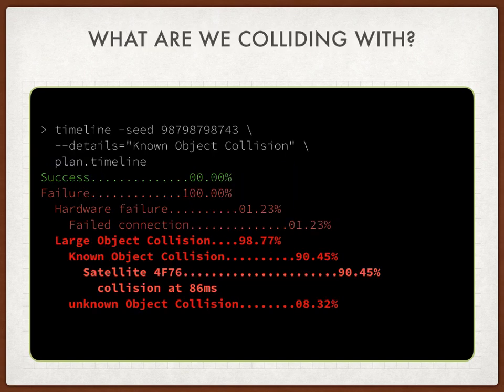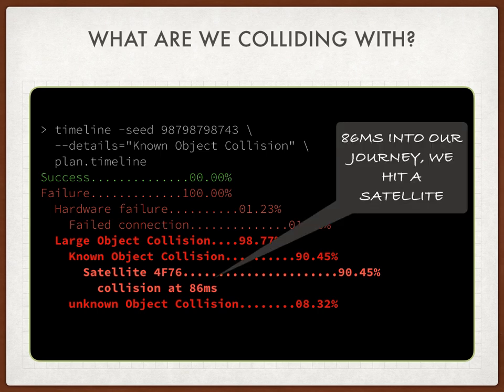So in this case, if we ask the simulator for a little bit more details about a particular failure mode, it will tell us what's going on. In this case, 86 milliseconds into our journey, we're going to collide with a satellite that has the designation 4F76. So we know where that satellite is, and so we have a pretty good chance of running into it during our trip, and we don't want to do that.